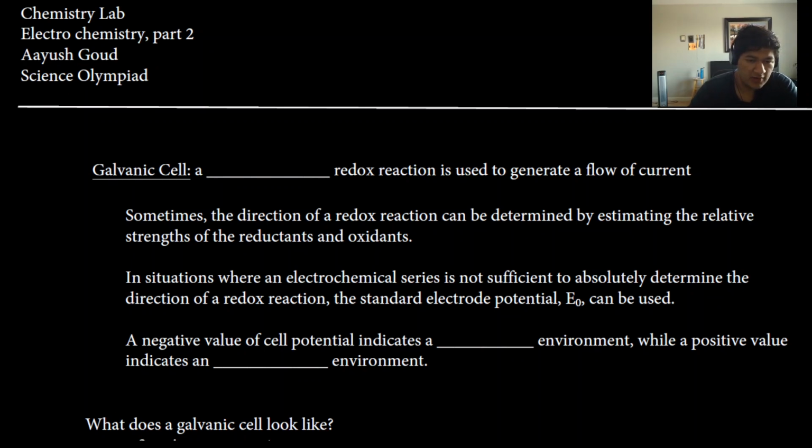Welcome everyone to another Science Olympiad video. This one's meant for Electrochemistry Part 2. Just as a refresher, what we had done last time is we had gone over redox reactions and we also went over reduction potentials. And for today, I wanted to start out by once again summarizing what reduction potentials are.